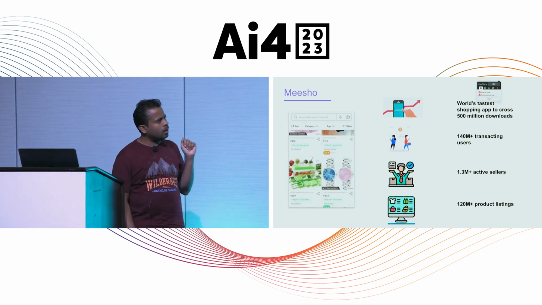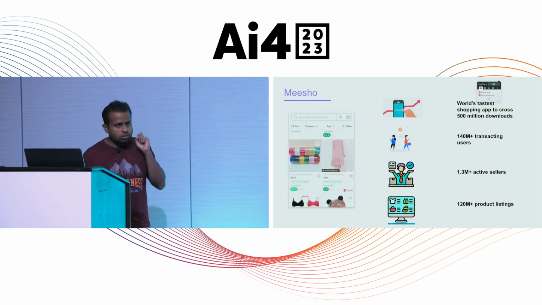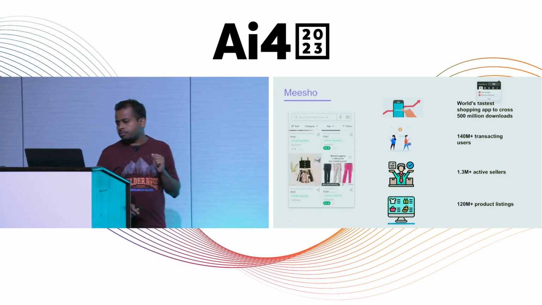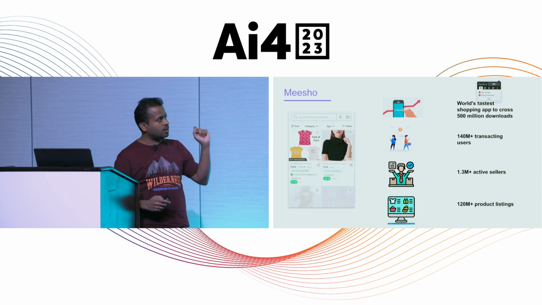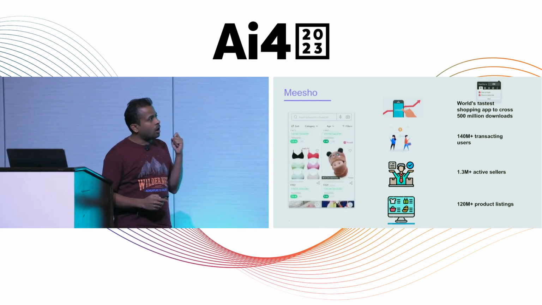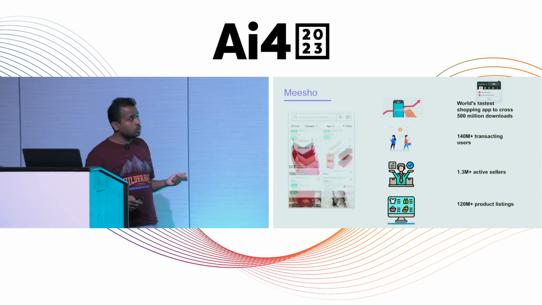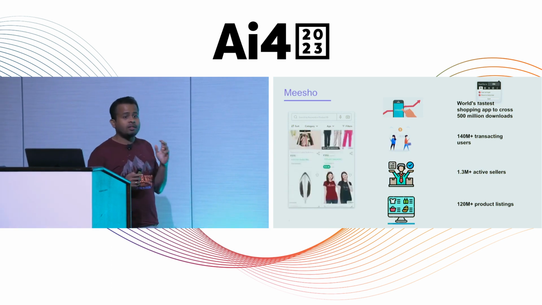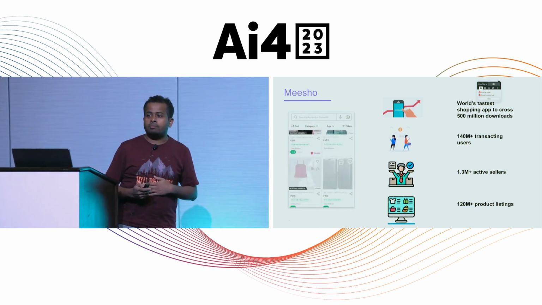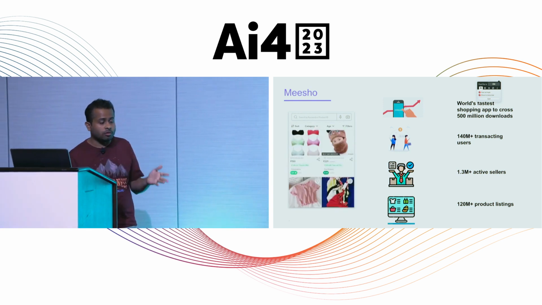So a bit of context about Meesho. Meesho is an e-commerce company in India. Some numbers: it's the world's fastest shopping app to cross 500 million downloads. We have more than 140 million transacting users, more than 1.3 million active sellers, and more than 120 million product listings. And the good news is that we recently turned profitable.